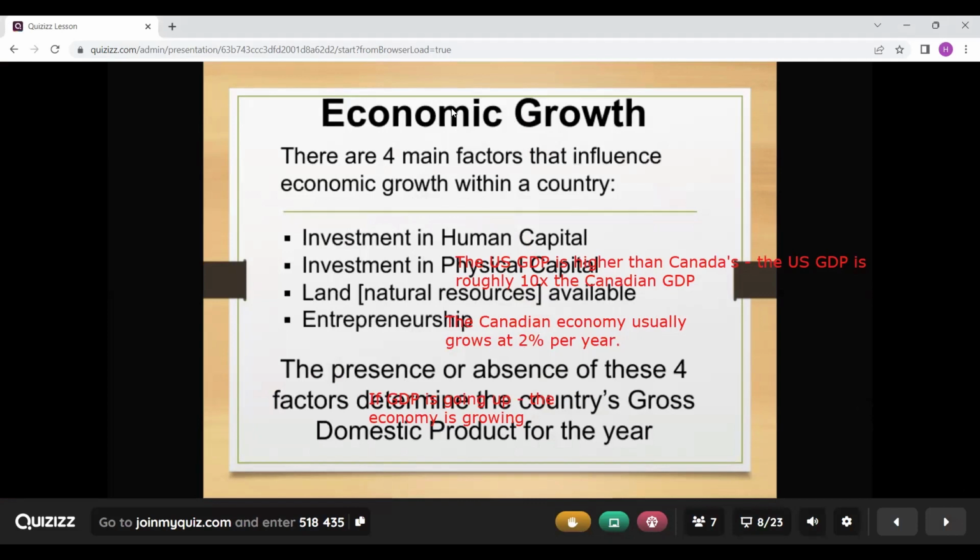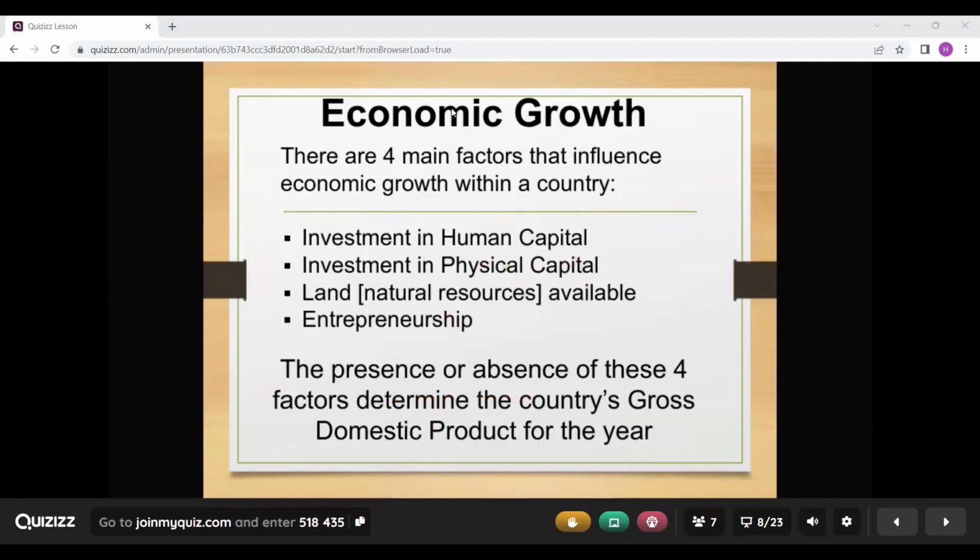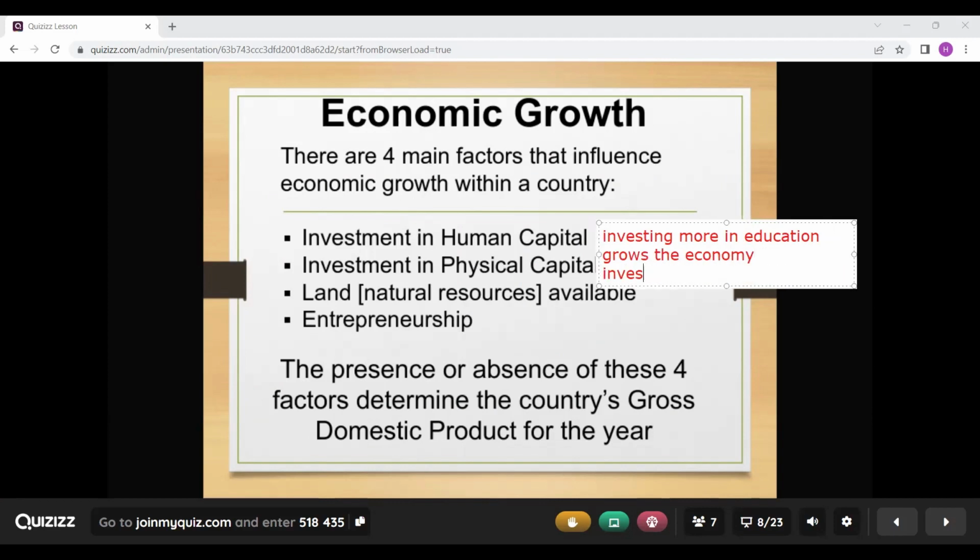So there are 4 main factors that influence economic growth in a country: investment in human capital, investment in physical capital, land and natural resources available, and entrepreneurship. So human capital, investing more in education, grows the economy. Physical capital, investing more in factories and machinery, grows the economy.